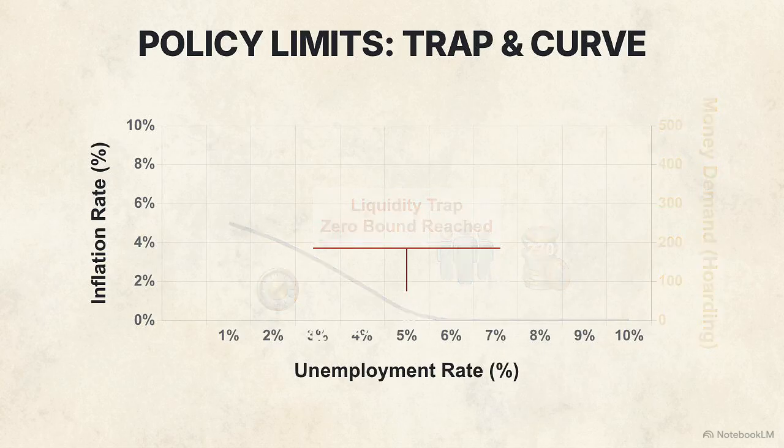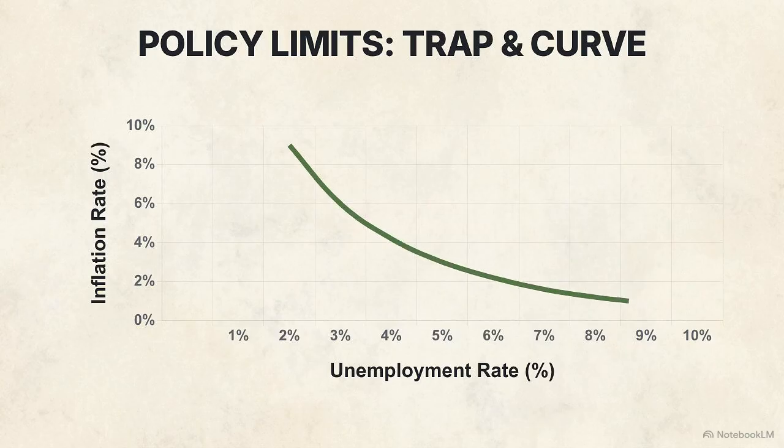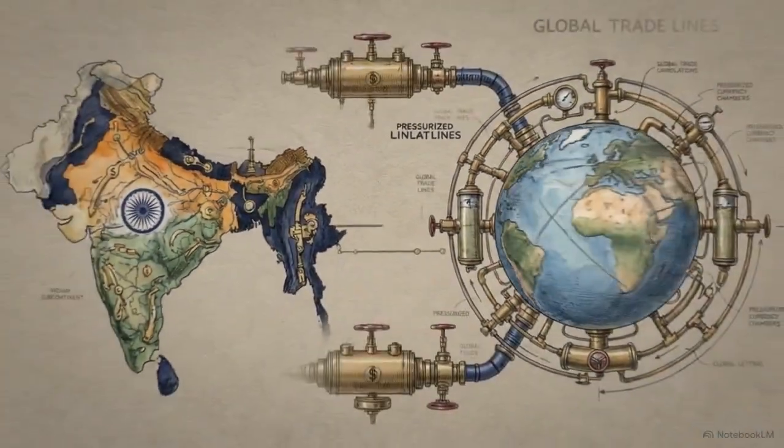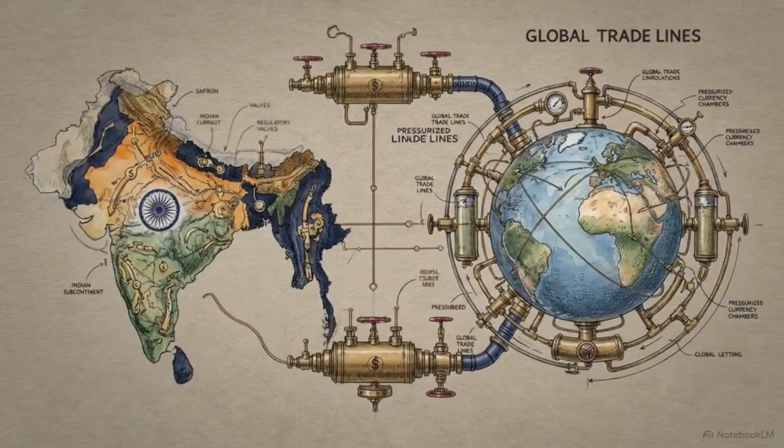Policymakers also manage the Phillips curve, which shows a short-term inverse relationship between inflation and unemployment. When a growing economy adds jobs, the resulting increase in demand typically pushes inflation higher. Every domestic policy decision by the RBI is eventually bounded by these global trade balances and macroeconomic realities.